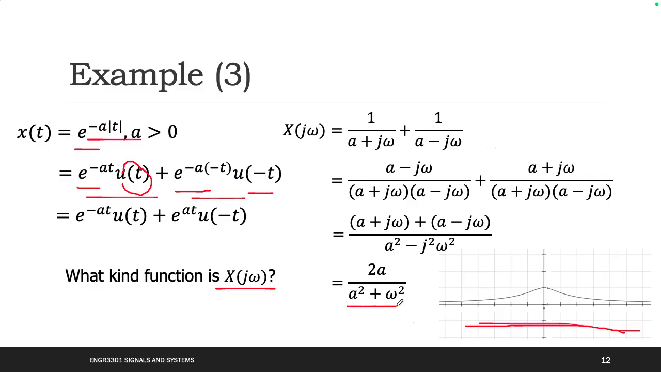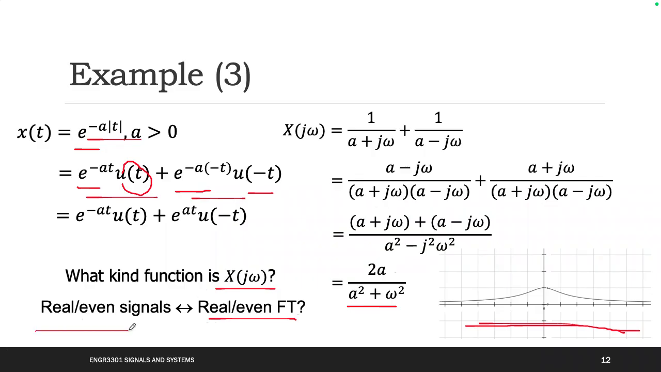You can see it is a real signal. It's a real function. That makes sense to you? There is no j, am I right? So this one is a real and even signal. Actually, we know for the FS series, if your FS coefficient is real and even, your signal is real and even.